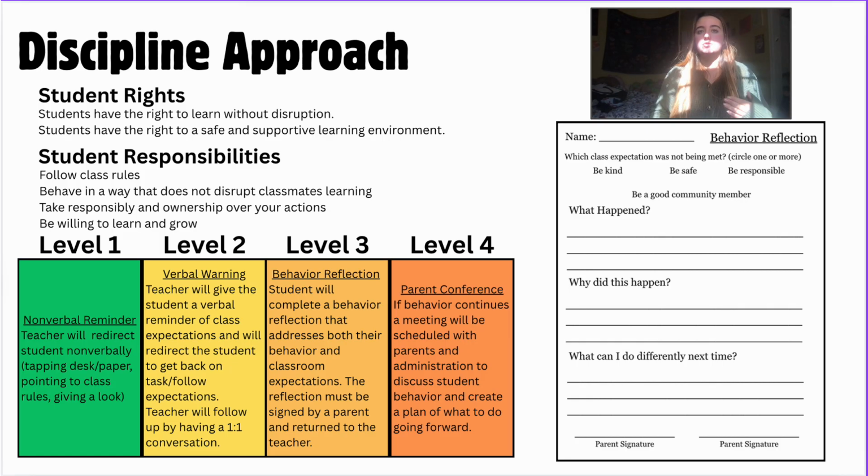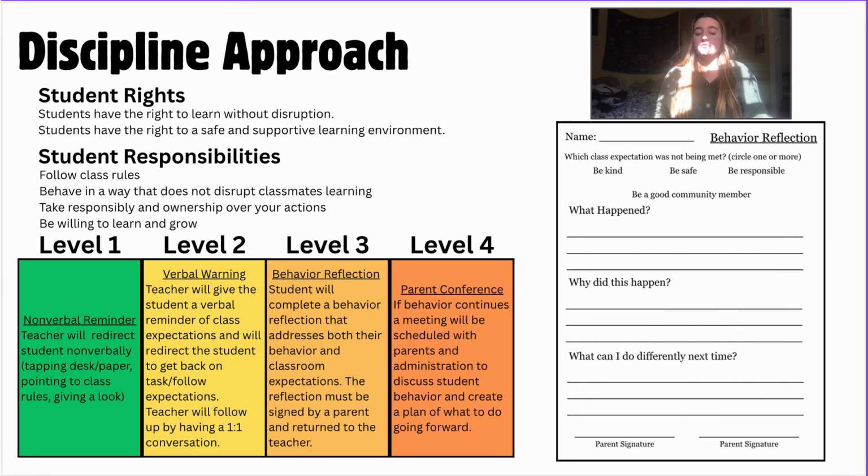This connects to Kounin's theory, including preventing behaviors. By knowing what's going on in the classroom at all times, I can put a stop to a behavior before it becomes a disruption. In the event that that behavior does become a disruption, we would move to level 2, which is a verbal warning. The teacher will give the student a verbal reminder of class expectations and will redirect the student to get back on task or to follow expectations.